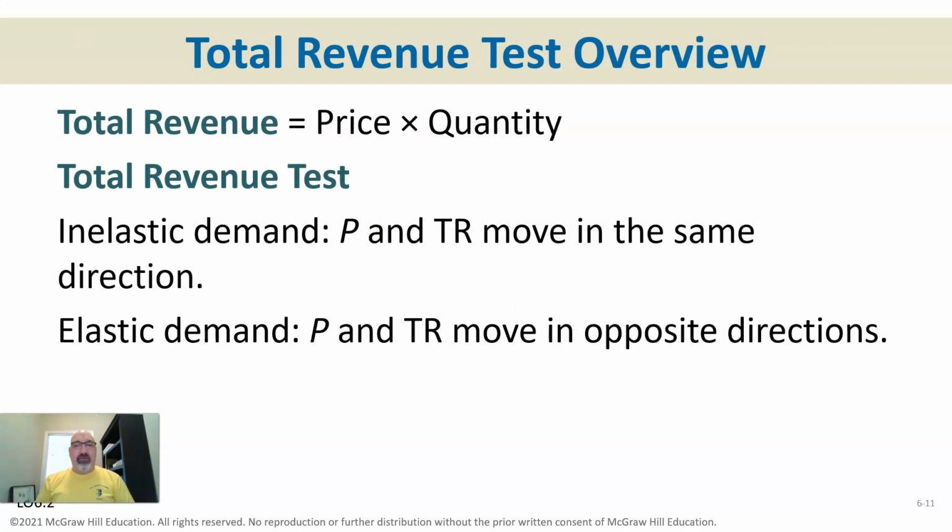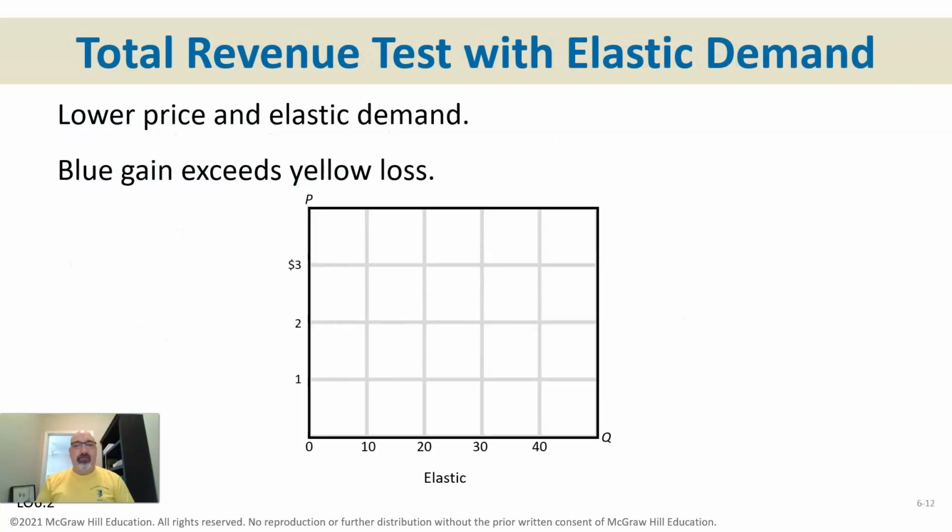So how do you figure this out? We can do the total revenue test. Total revenue is price times quantity sold. For an inelastic demand, price and total revenue move in the same direction, basically because people are still going to buy goods that are inelastic. They just don't buy less of them. They buy more or buy the same amount. And for elastic, they're going to move in opposite directions, because the price goes up, quantity demanded goes down. So price and total revenue move in opposite directions there.